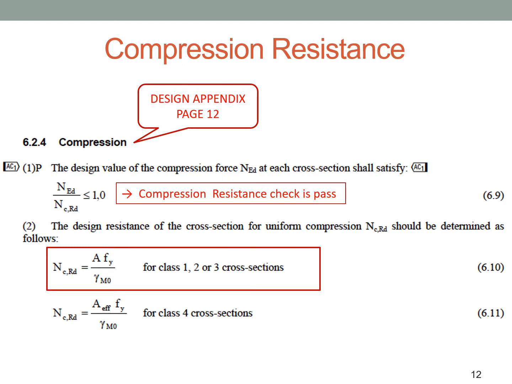So in the appendix, it's given in page 12. Look into page 12 to find the compression resistance equation, which is NCRD equals to A times Fy divided by gamma m0. A is the cross-sectional area given in the appendix based on your section designation or size. And you need to make sure that the classification of the column is class 1, class 2 or class 3 so that you can use this equation.